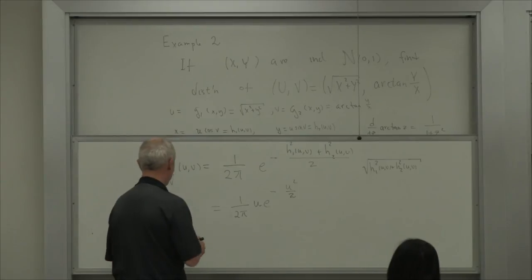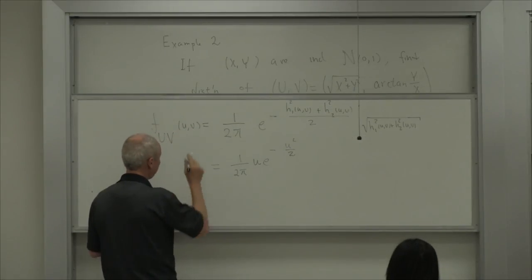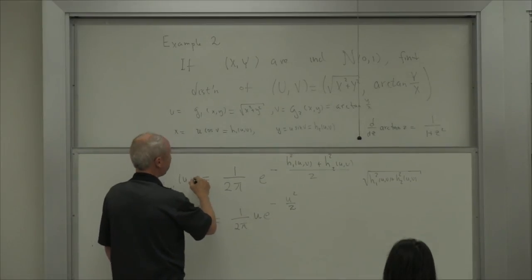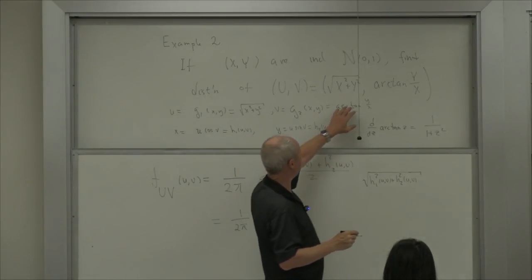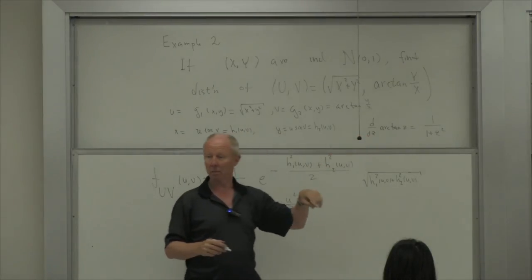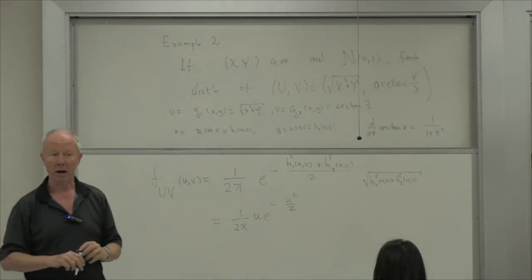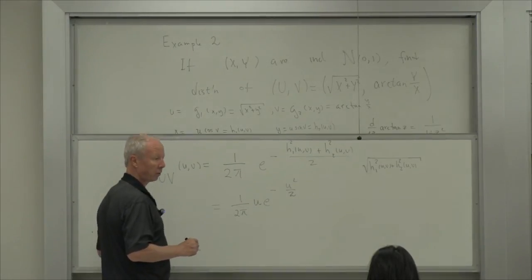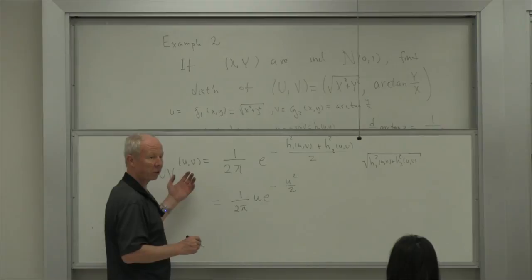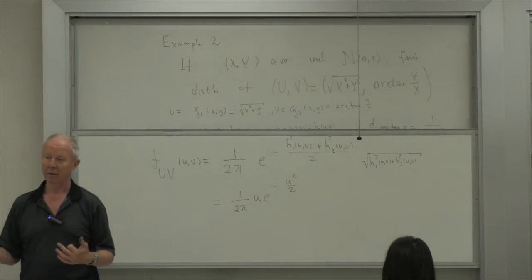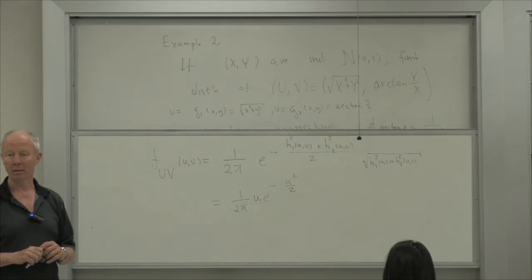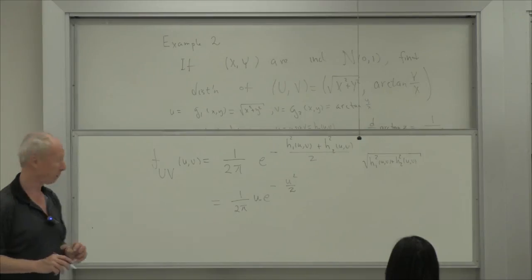Well, what are the limits for v? What values can our tangent take? 0 to 2 pi, right? If I want to find the marginal density for u or v, what should I do? I should integrate out the other variables. So we want to find the marginal for u or for v first. How about for v? Let's find the marginal density for v.